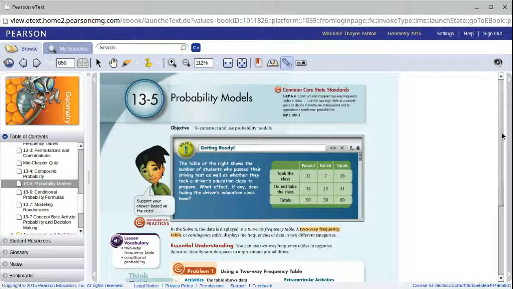We did 13-5 probability models. The learning objective is to construct and use probability models. In the introduction, it shows the number of students who passed their driving tests as well as whether they took a driver's education class to prepare. It shows two different frequency categories in this. A two-way frequency table displays the frequencies of data in two different categories.